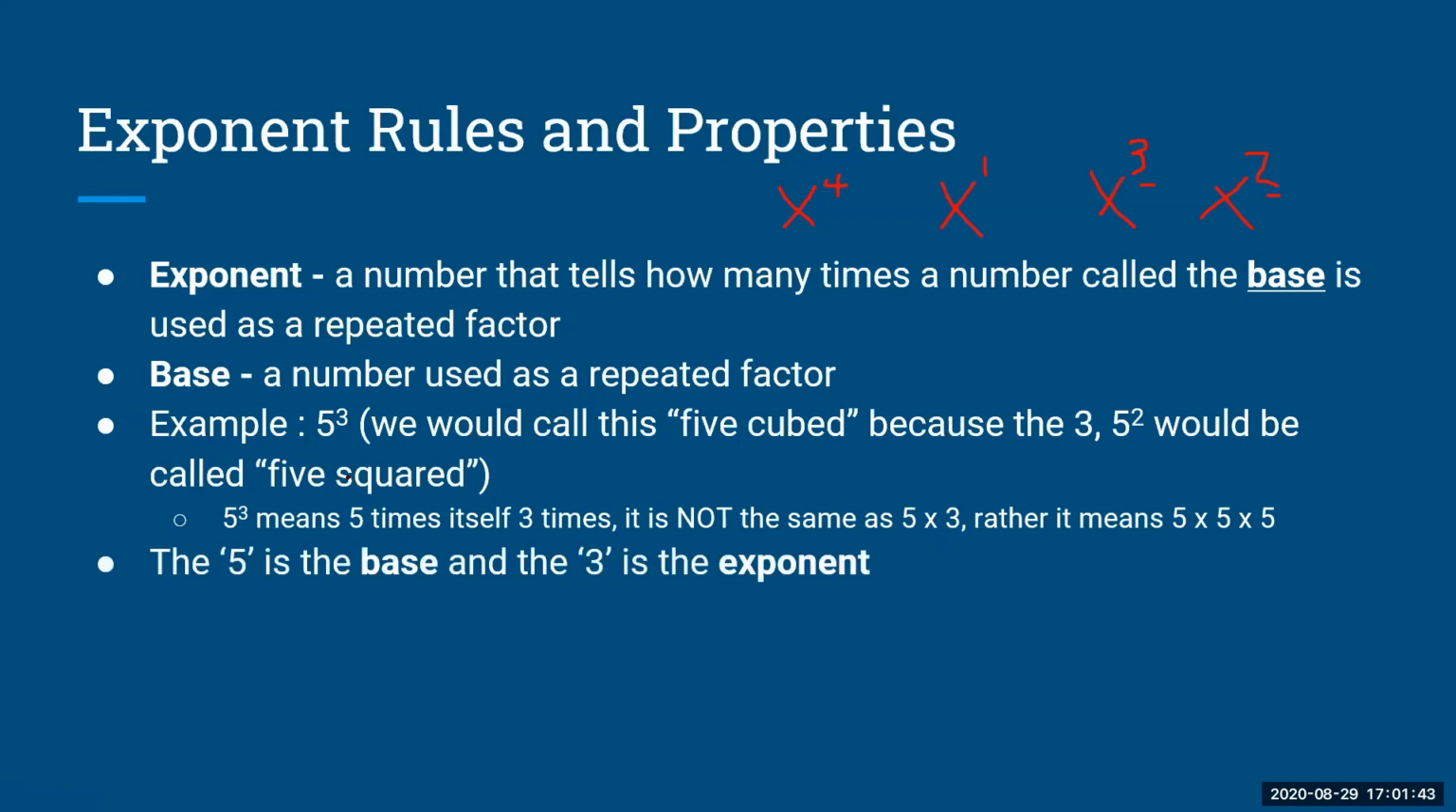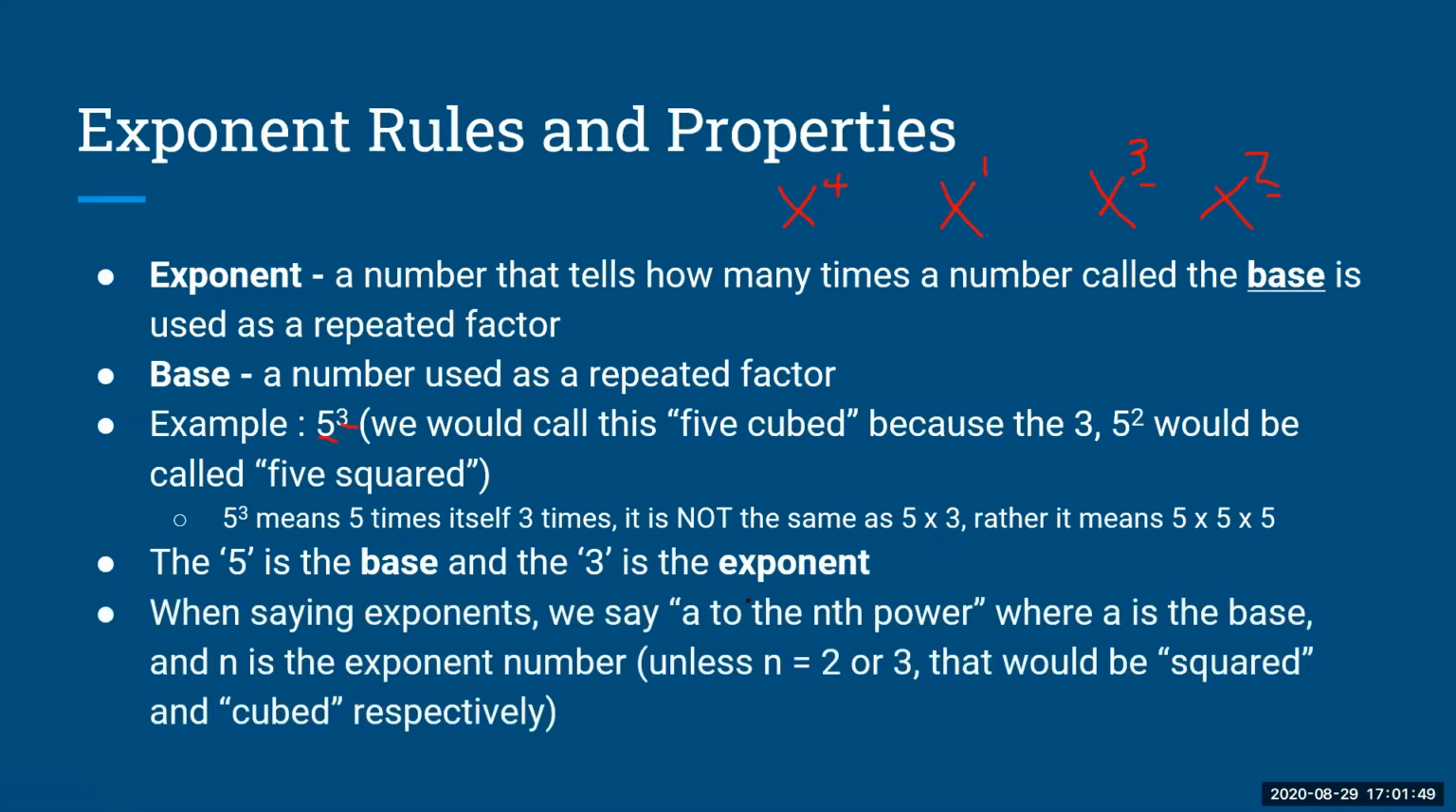So 5 is the base. The big number is the base, and 3 is the exponent. You guys know that? You say a to the nth power, where a is the base and n is the exponent number. Unless n is 2 or 3, you would say it based on its order: 1st, 4th, 5th, 19th, 27th, and so on. Only 2 or 3 you don't call that.